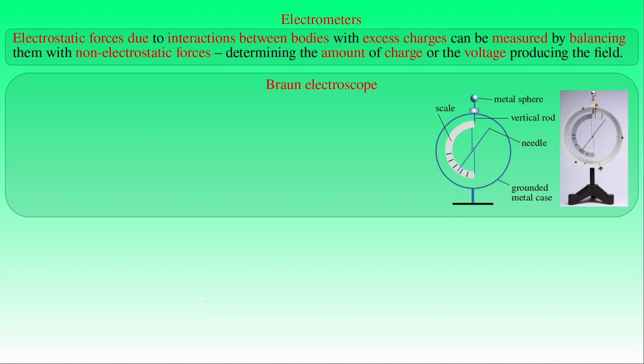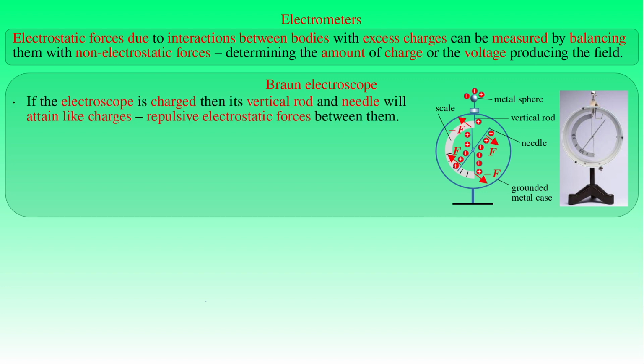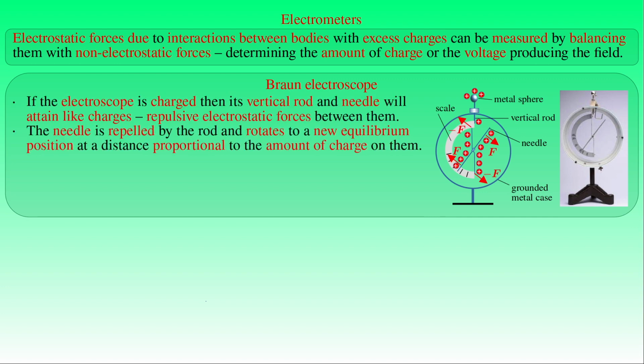If the electroscope is charged through the metal sphere, its vertical rod and needle will attain like charges, producing a repulsive electrostatic force between them. As a result, the needle is repelled by the vertical rod, and rotates to a new equilibrium position at a distance proportional to the amount of charge distributed over the needle and the rod.